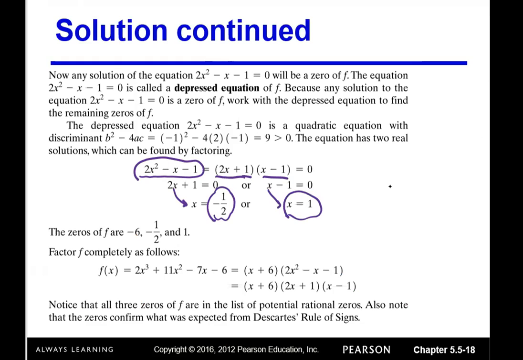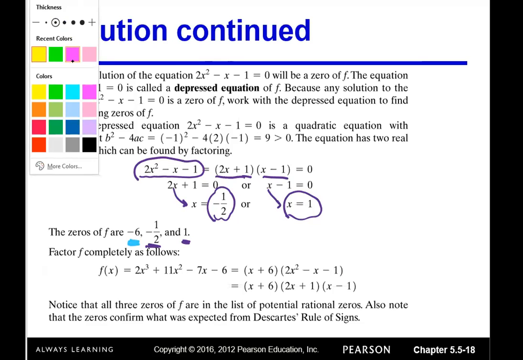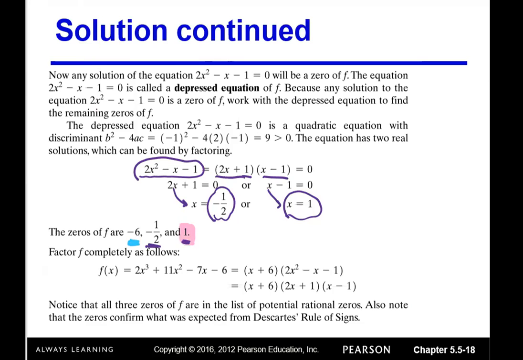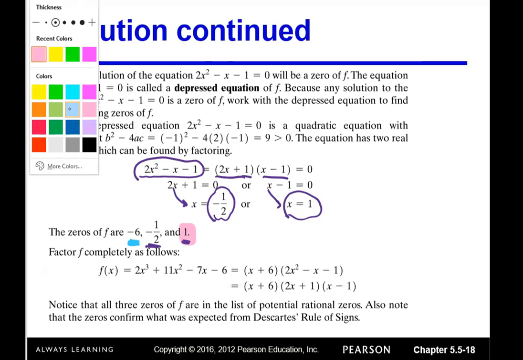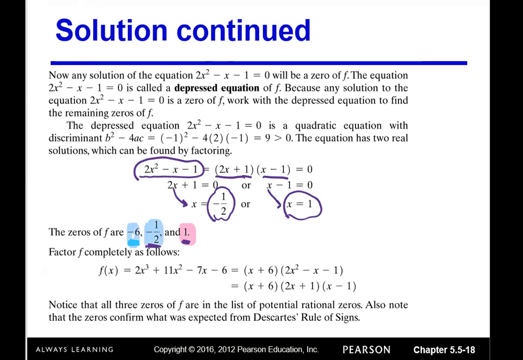So we had 3 answers. The previous one was the -6, which I think I did in a light blue. Right, we had that x is -6, and now we just found the -1/2 and the +1. And if you remember from Descartes' rule, it said there would be one positive and 2 negatives or 0 negatives, but we actually got two negatives. But there's definitely one positive.